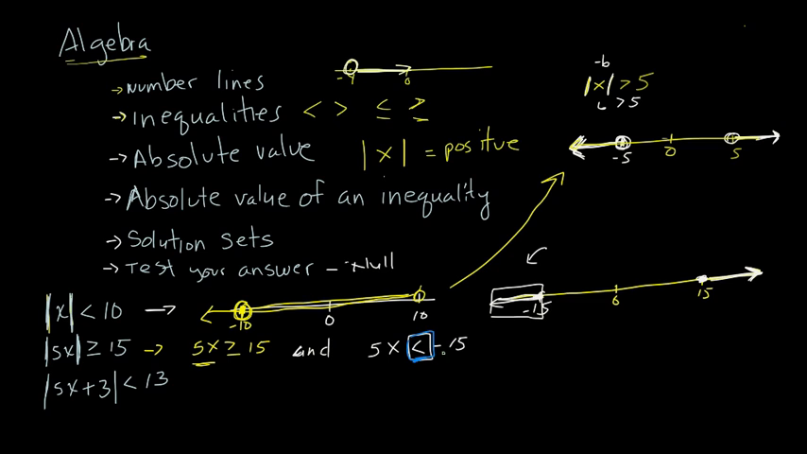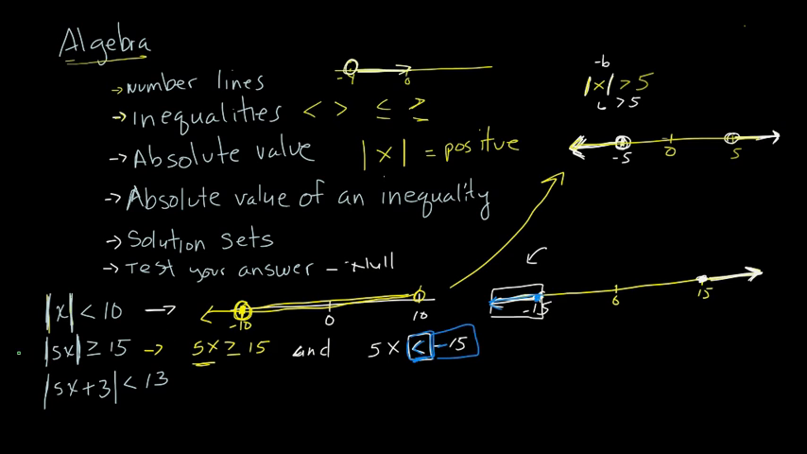There was an equal sign there too, and we switched that sign. So we started with 5x greater than or equal to 15. Now we have 5x less than or equal to negative 15. And you can see how we drew it on here so you could visualize that. So you have to solve both of those.